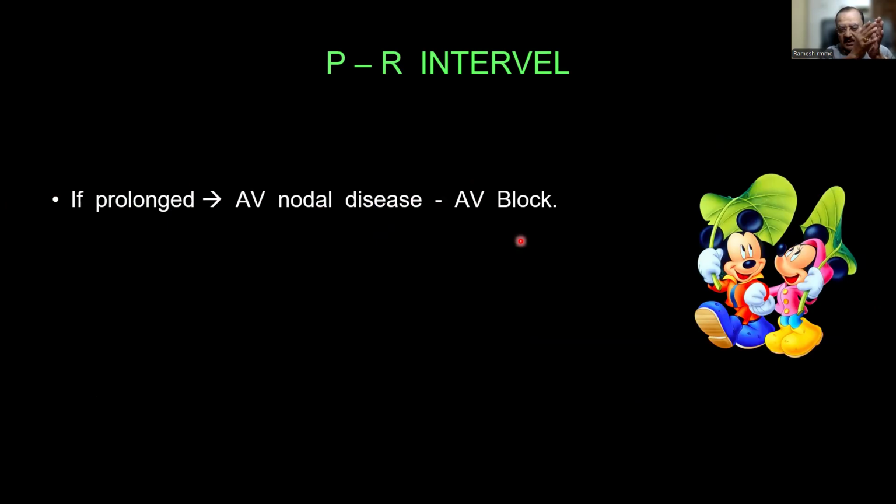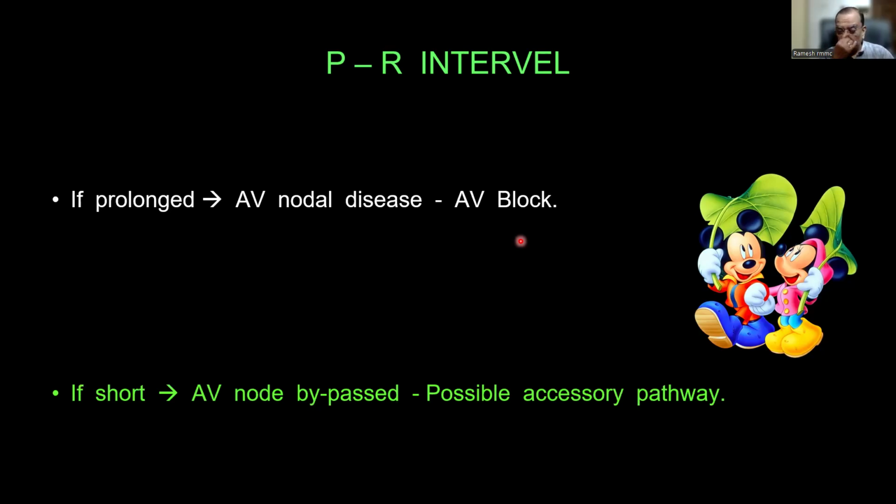So how is it represented in the ECG? Prolonged PR interval. If the PR interval is prolonged, the AV node is not doing its job properly. It is giving more delay than expected. That's what you have to understand. So always measure the PR interval. See whether it is within 5 small squares. If it is more than that, there is an AV block.